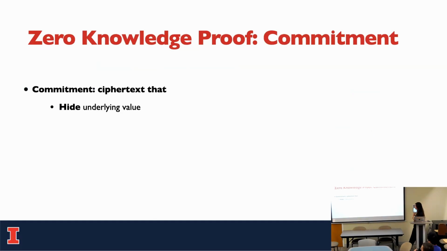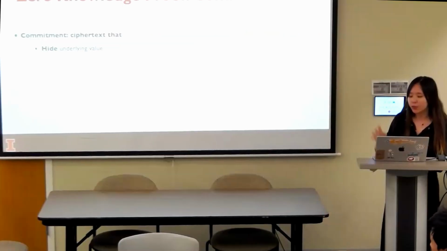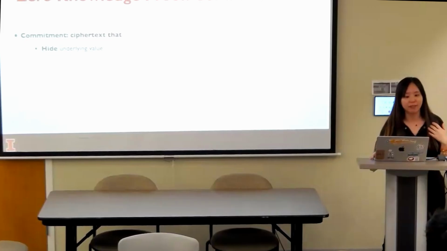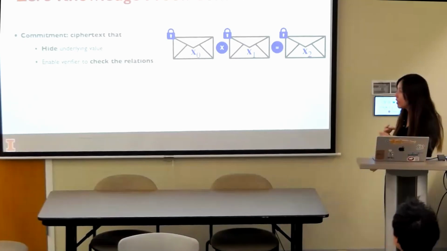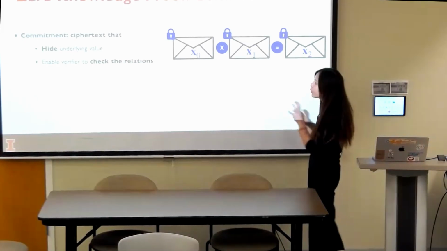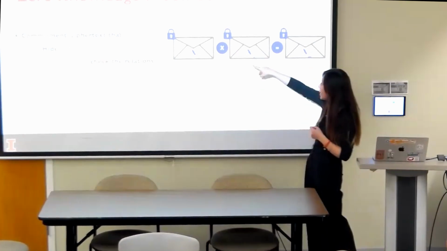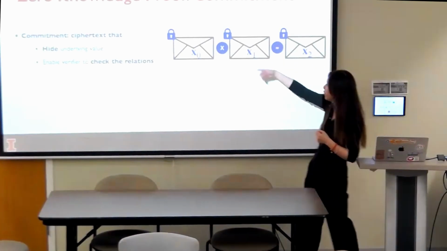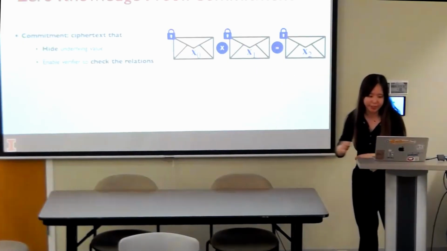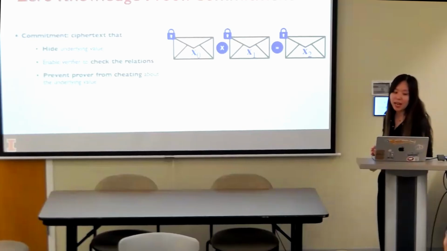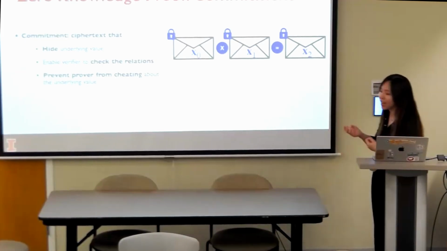Okay, there are a lot of ways to achieve the zero-knowledge proof. One typical way is commitment-based proof, and so we need something called a commitment. If you don't know commitment, you can think of a commitment as a ciphertext that hides the underlying value. At the same time, it enables the verifier to check the relation between the underlying values. So in this slide, the verifier should be able to check if the product of X0 and X1 is X2 without knowing what their real values are. And at the same time, it will prevent the prover from cheating about the underlying value.